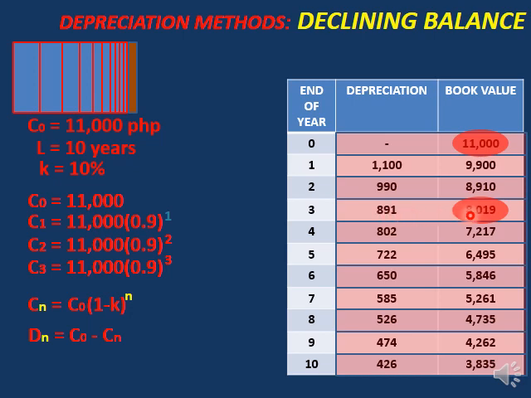That will be the depreciation on that year. For example, we want to determine the depreciation on the third year. We compute the book value on the third year, we compute the book value on the second year, and then we subtract the two amounts. That's why we get here 891.